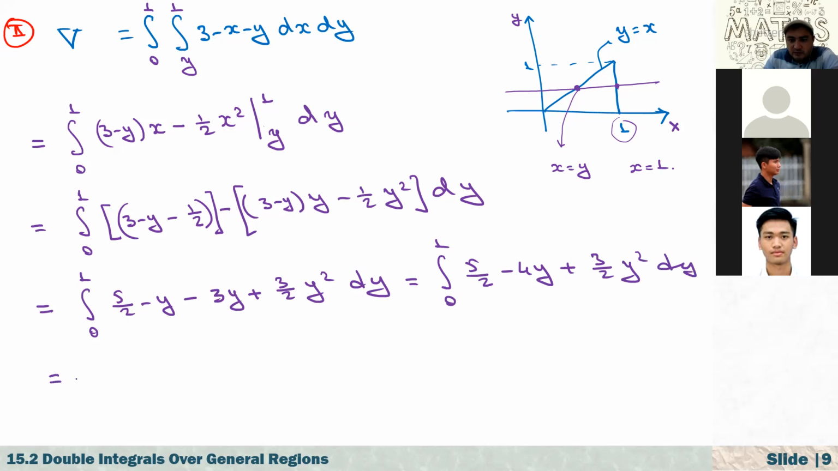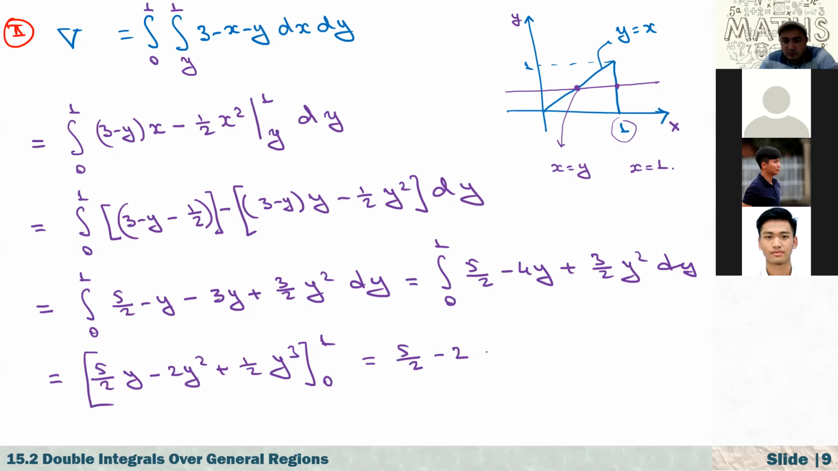So now if you just integrate this, we have here 5 over 2 y minus 2 y squared plus 1 over 2 y cubed. And here we have integration limits from 0 to 1. When it is 0, that's equal to 0. When it is 1, here we have 5 over 2 minus 2 plus 1 over 2, which is equal to 1. And the same result with the previous one. So that's how we change the order of integration.